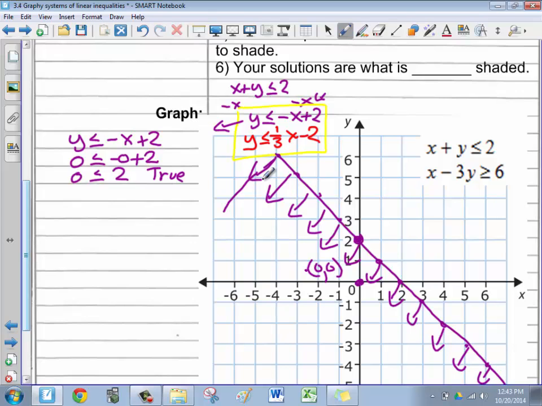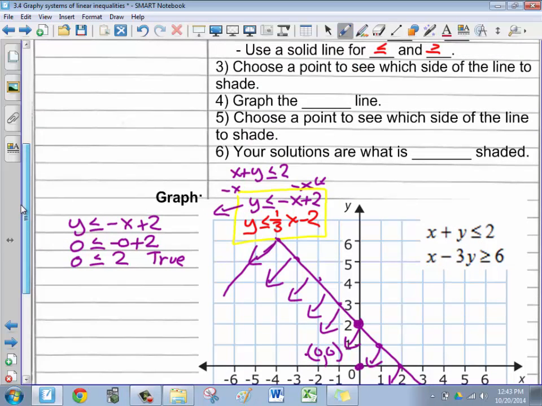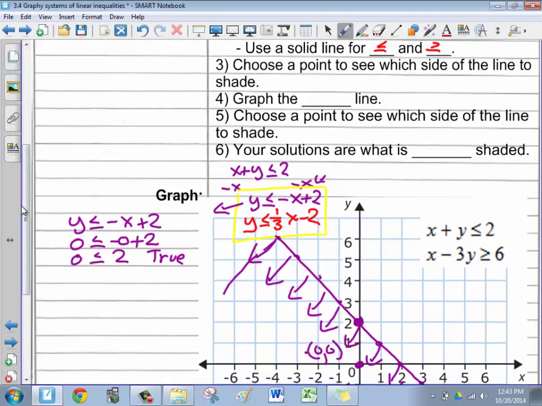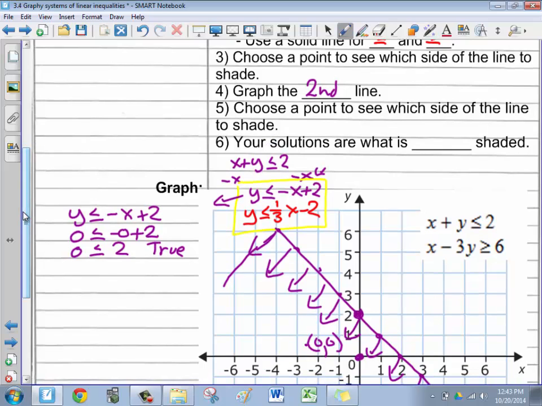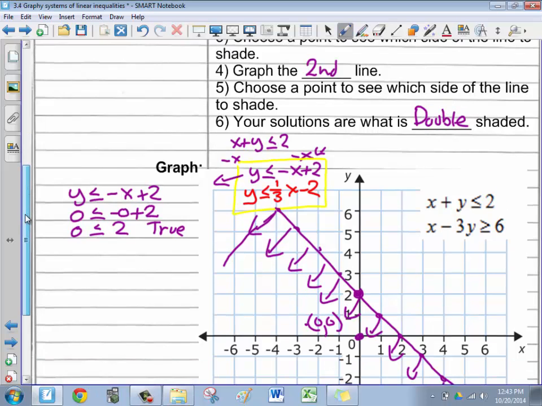Okay? Now, let's do the next line. I'm pretty sure that's the next step in the order. Let's double check it. Choose a point, see which side of the line is shaded. Graph the inequality line. Graph the second line right there. Choose a point, see which side to shade. Yep, that's part 5. And then your solutions are what is double shaded. Or, in other words, think of what's overlapping.